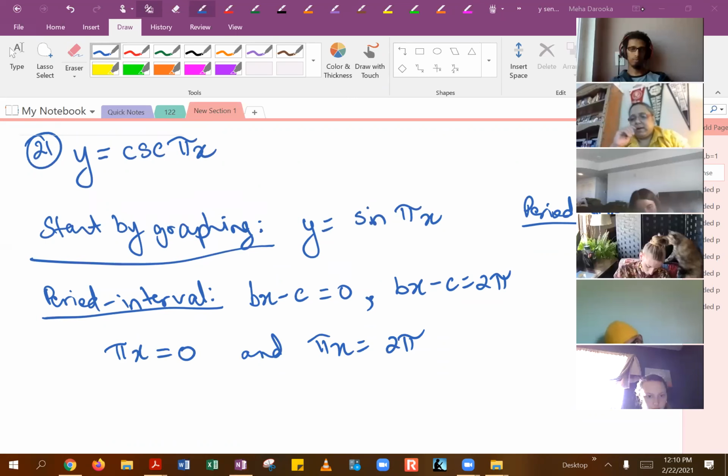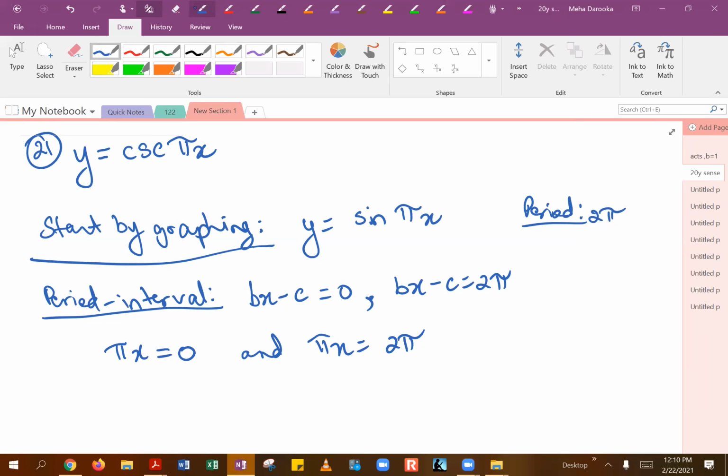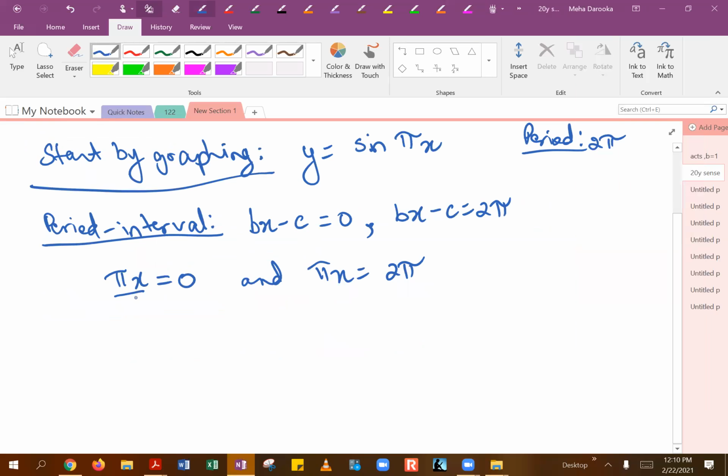What do you get for your x values when you solve these two equations? Okay, let's take a look over here. 0, 2. Okay. We're trying to get x by itself, so we can divide both sides by pi and get rid of that pi. Same thing on this other equation.